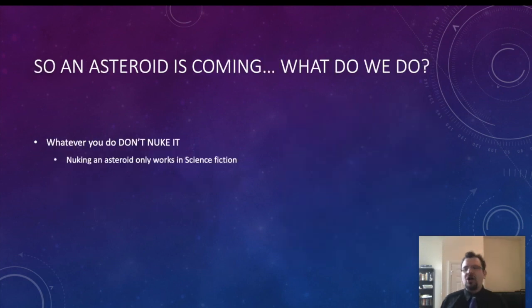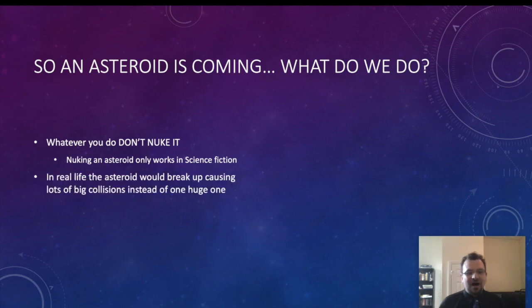What do we do? So there is a movie. It is called Armageddon. And it gives an example of all the things not to do. Whatever you do, do not nuke an asteroid. This only works in science fiction. And the reason why is a real life asteroid would break up, causing lots of big collisions instead of one big, huge one. And that's going to, rather than one area of the globe being destroyed, now the entire globe is destroyed. And now it's radioactive debris in our atmosphere.